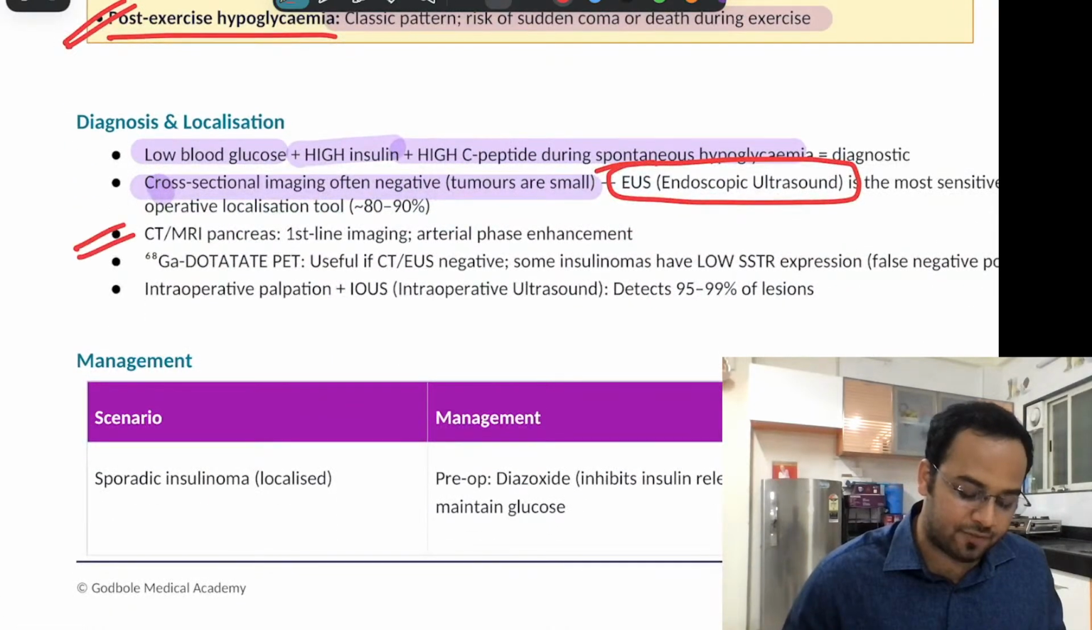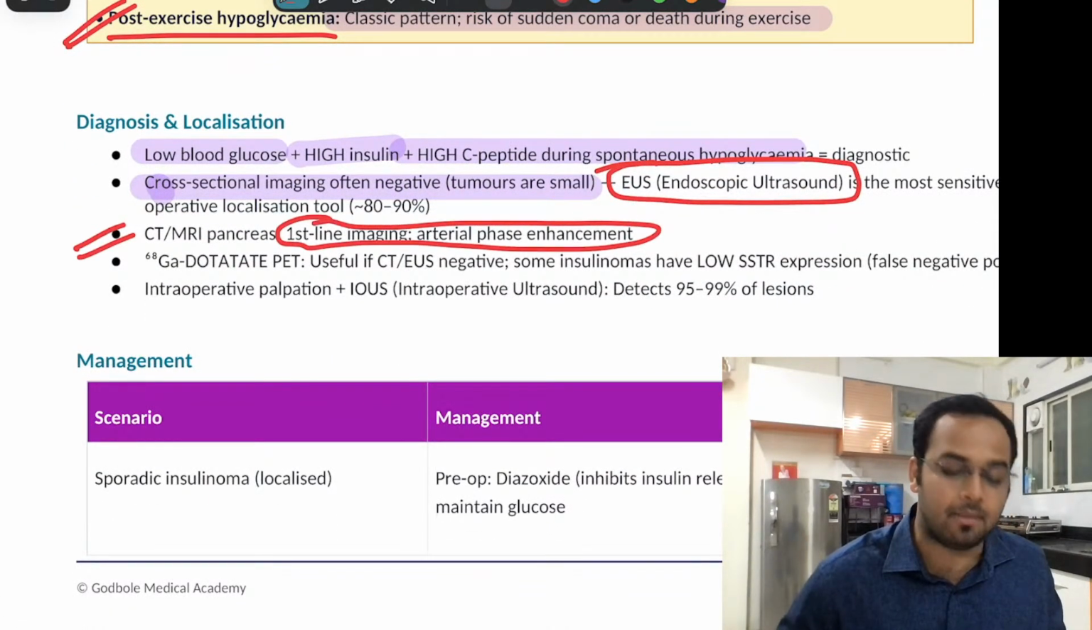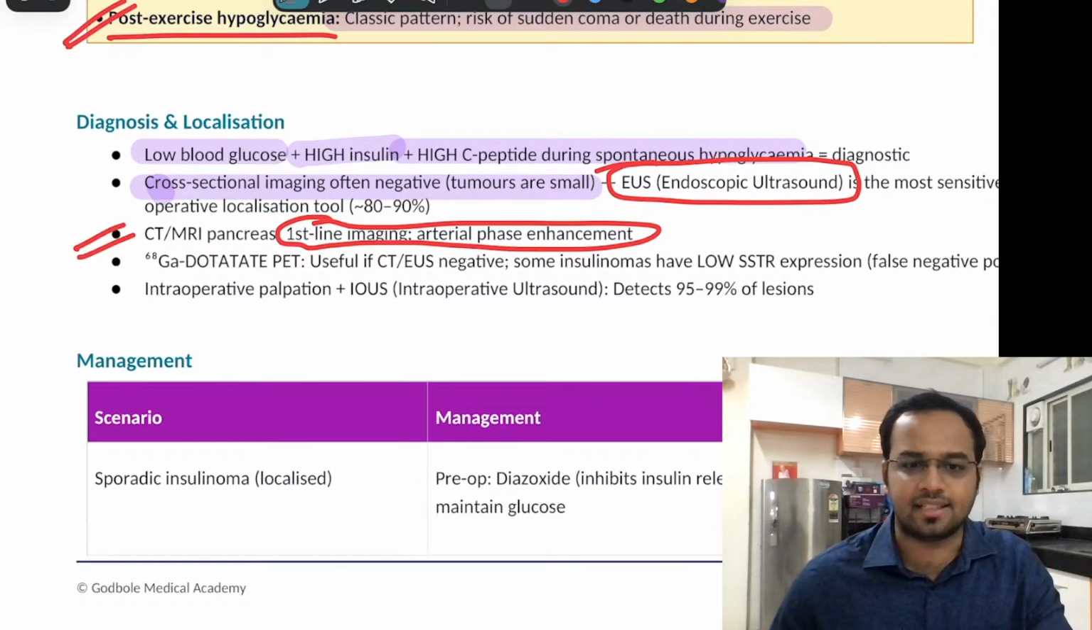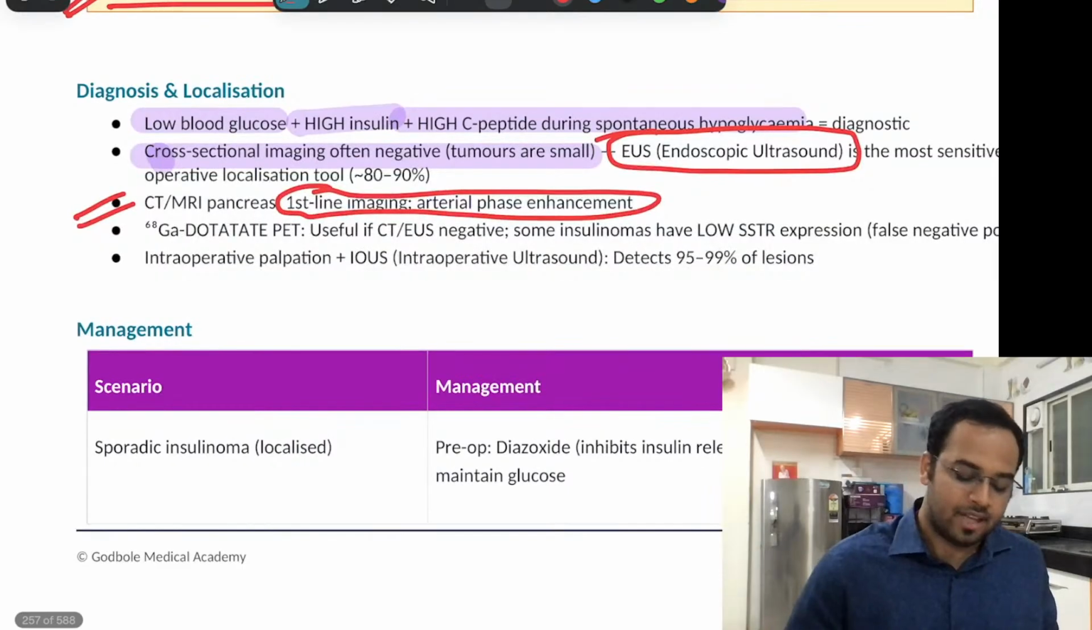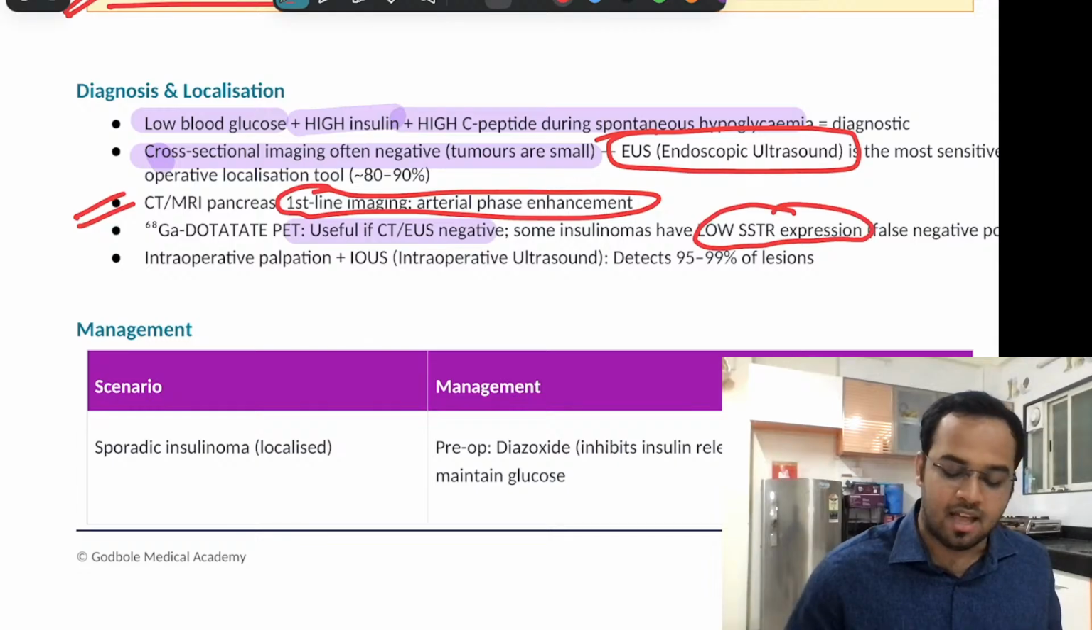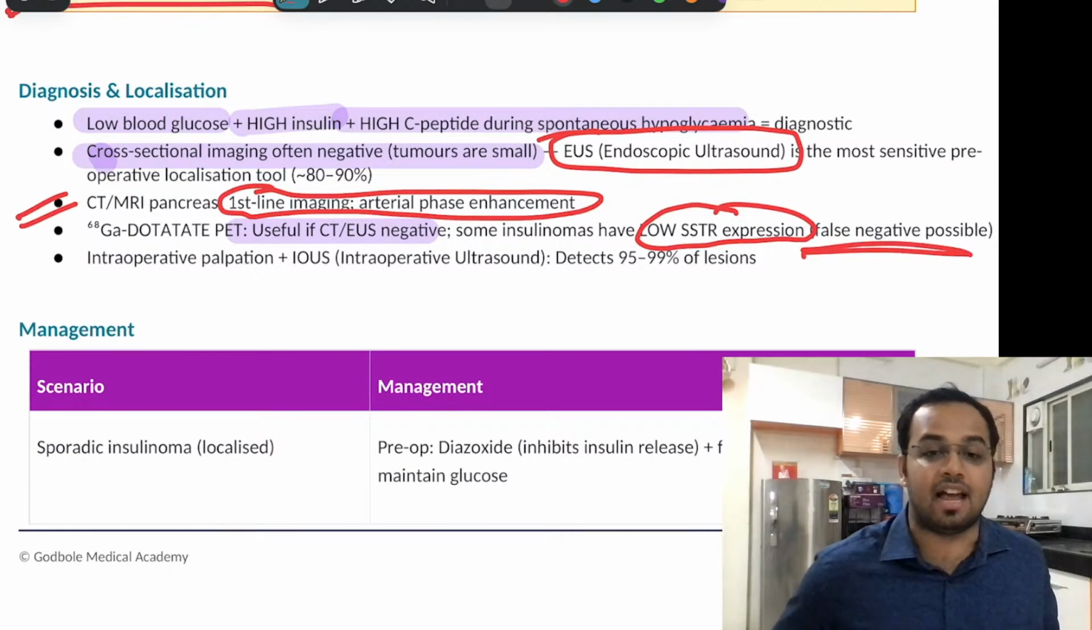CT and MRI is the first line imaging and arterial phase enhancement might be seen. So मैंने देखा कि there is no role of doing a gallium DOTATATE scan, but क्या कर सकते हो? MRI या फिर MRCP of pancreas करो so that you can see the pancreatic parenchyma. Gallium DOTATATE it is useful if EUS is negative because some insulinomas have low level of SSTR expression, so that is the reason why false negative rates are highly possible.